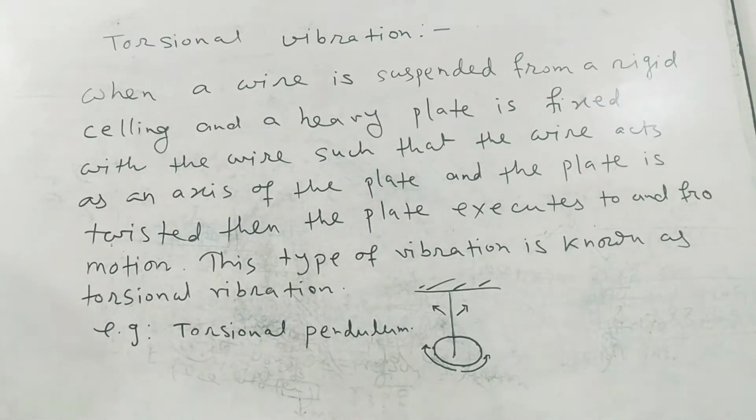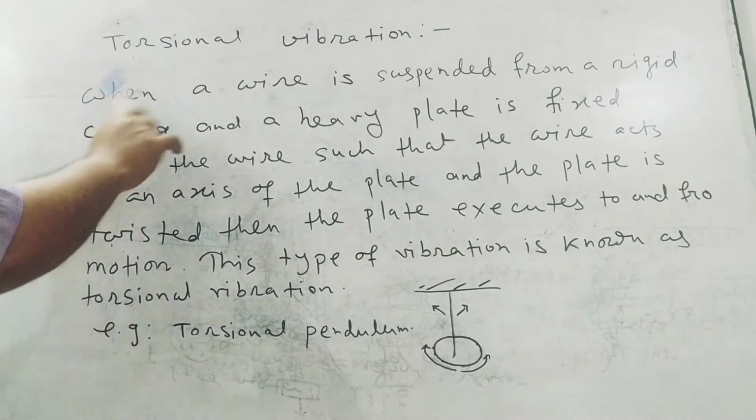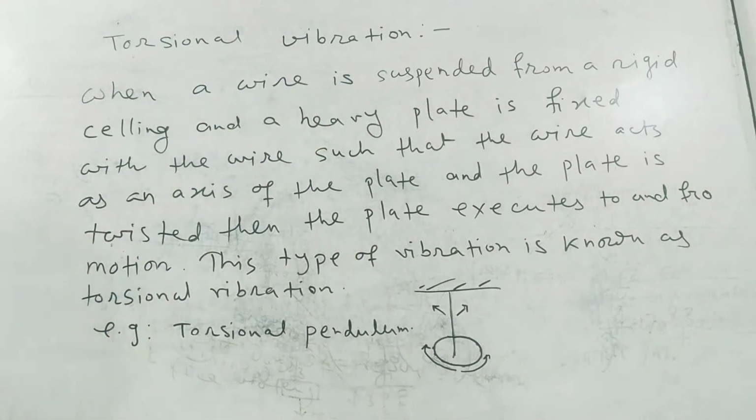Next, torsional vibration. When a wire is suspended from a rigid ceiling and a heavy plate is fixed with the wire such that the wire acts as an axis of the plate, and the plate is twisted, then the plate executes to and fro motion. This type of vibration is known as torsional vibration.